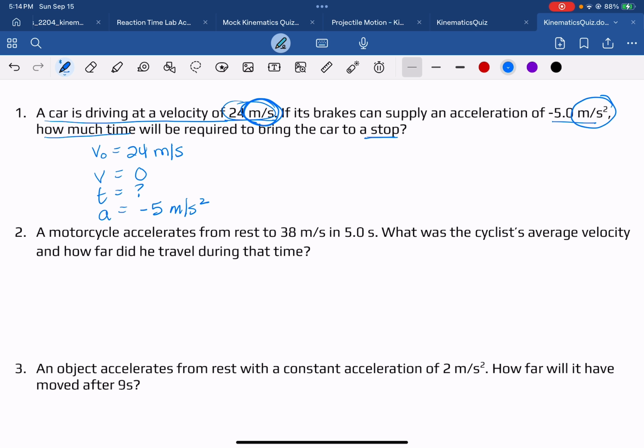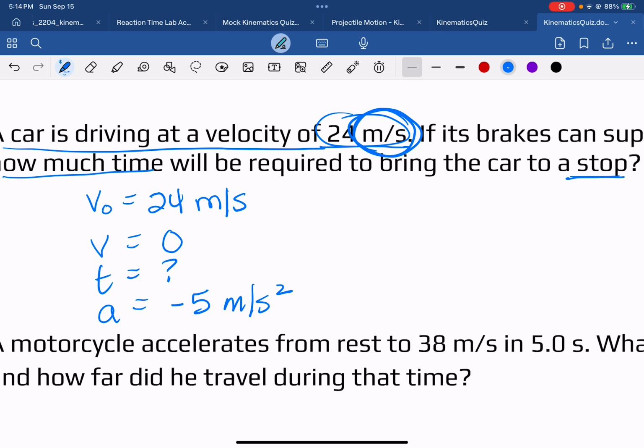So I'm looking at my kinematics equations and I only have initial velocity, final velocity, time, and acceleration. So if I look at my booklet on my chart, my kinematics chart, I don't have my displacement and I don't need my displacement. So this is going to be that first equation. So I want to write out V is equal to V sub O plus AT. And then we want to find out what T is.